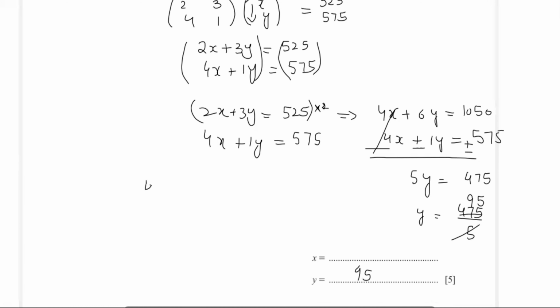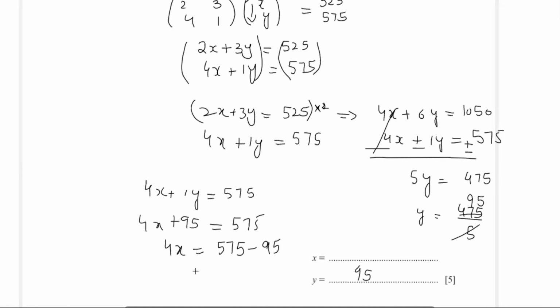Now to find x, we put the value in this equation: 4x plus y equal to 575. We put the value y is 95. Therefore, 4x plus 95 equal to 575. Now 4x will be equal to 575 minus 95, which is 480. And 4x equals 480, so x will be equal to 480 divided by 4, and this value will be equal to 120. Therefore, 120 and 95 is the answer.